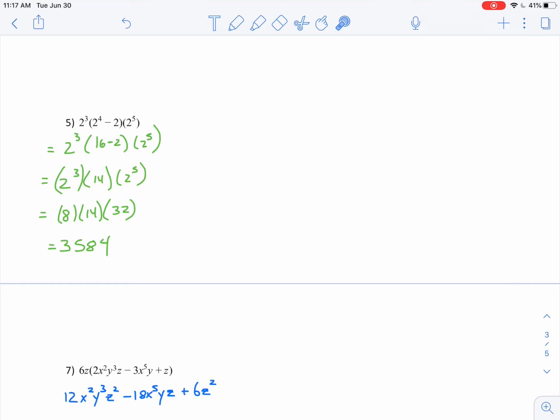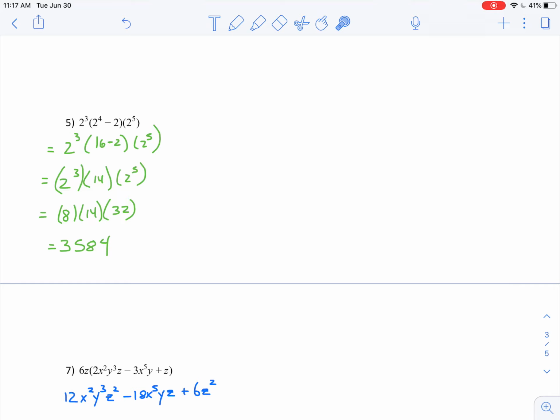Distributive property again, 6z into that term, so 6z times 2x squared y cubed z. I end up getting 12x squared y cubed z squared, right? Because z to the power of 1 and z to the power of 1 gives me z to the power of 2. 6z times negative 3x to the 5y is negative 18x to the 5y z. And then 6z multiplied by 1z simply gives me 6z squared, again, because this is a degree of 1 and that has a degree of 1.